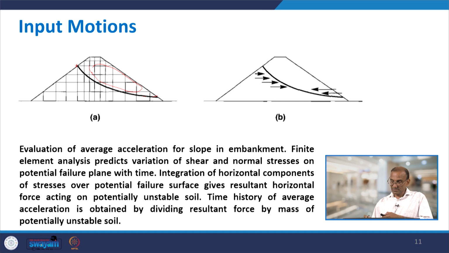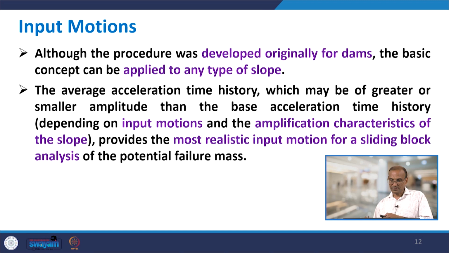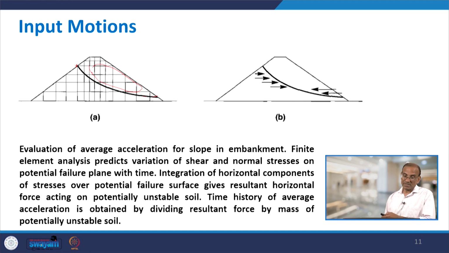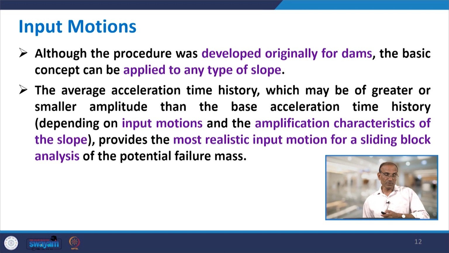And then ultimately what you get is the time history of average acceleration, obtained by dividing resultant force by mass of the potentially unstable soil. So, this was about the input motions. Although the procedure which we developed originally for dams, the basic concept can be applied to any type of slope. Initially this procedure was developed for the dam. The average acceleration time history may be of greater or smaller amplitude than the base acceleration time history. So, you find the average acceleration.